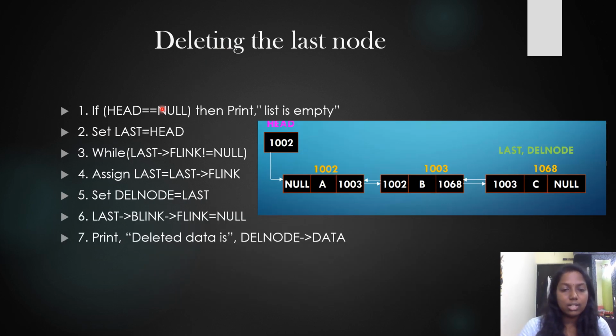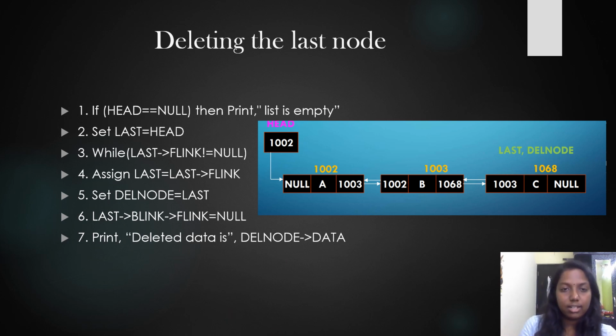Now deleting the last node. In this, if the head is equal to null, then print the list, that is, it is empty. Set last to be head, and then while the last f link is not equal to null, assign last is equal to last f link, del node is equal to last, and the last b link's f link is equal to null. So since we have to delete the last node, this one is set to be last, which is the head, which helps us to traverse through this, and this becomes the del node. Then we set the last's f link, this, to be null, and the del node is equal to the last. The last b link and f link are set to be null, since we have to get it deleted.